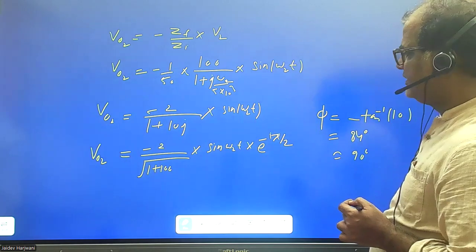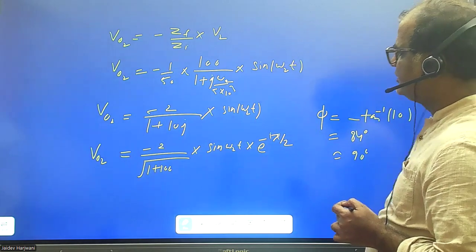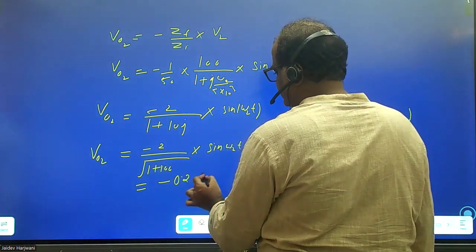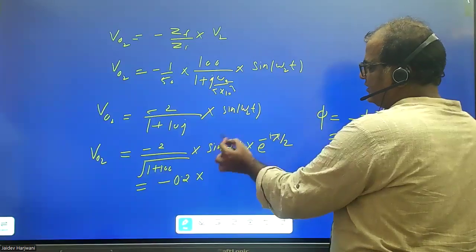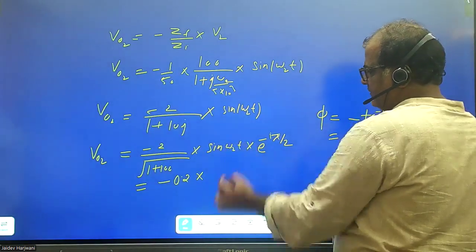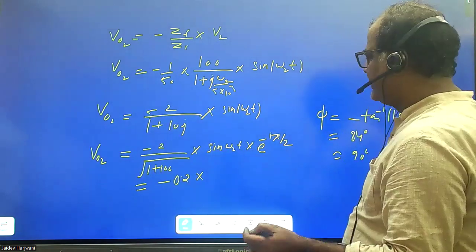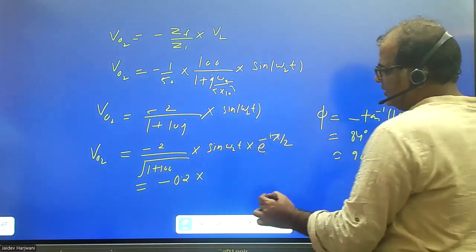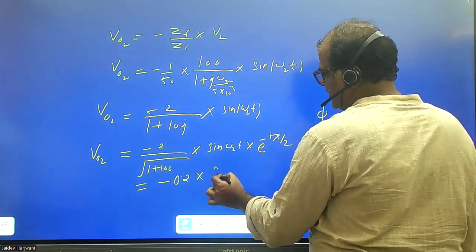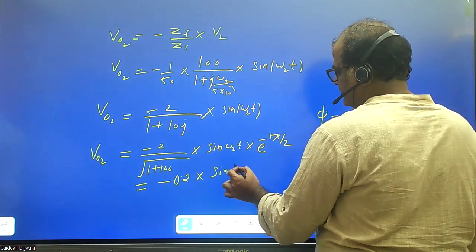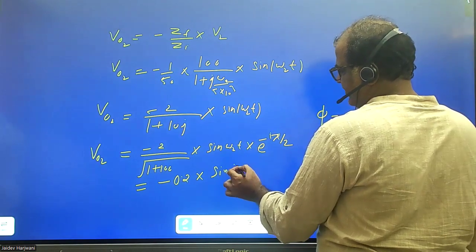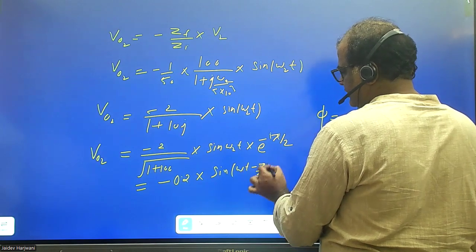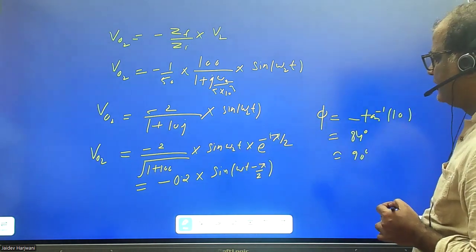And if I solve this one, this gives me 10, this gives me minus 0.2 sin. And if I write in terms of exponentials, e to the power jωt minus e to the power minus jωt, and if I solve this one, it will show there is a phase change of π/2. So this will be ωt minus π/2. This is the phase change due to the circuit.